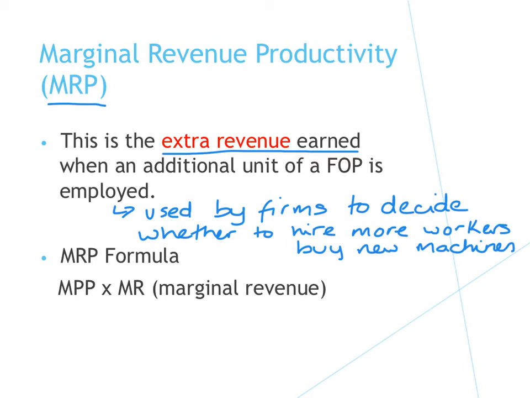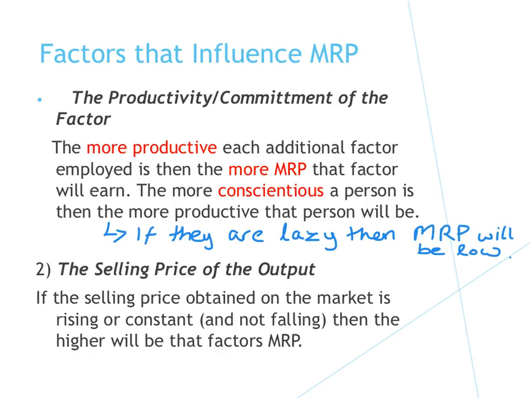And the MRP formula is very, very simple. I don't really think you're asked to calculate much in Leaving Cert. I think I've only ever seen it come up once. But it's the marginal physical productivity. So for example, in our last slide, we had 10 cakes as our marginal physical productivity, and we multiply that by the marginal revenue.